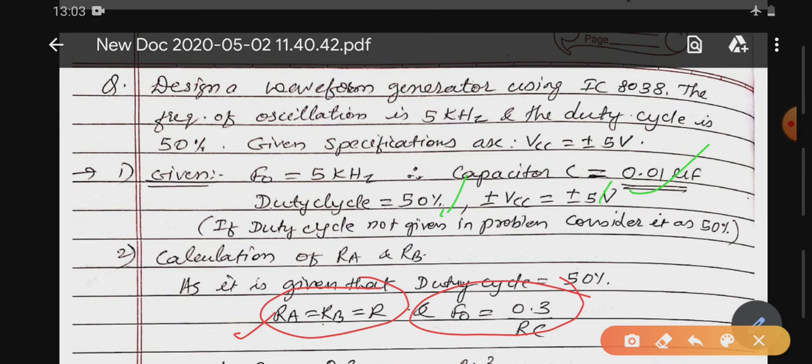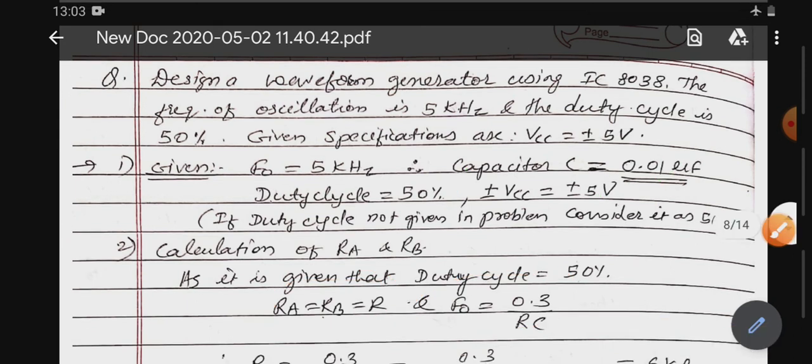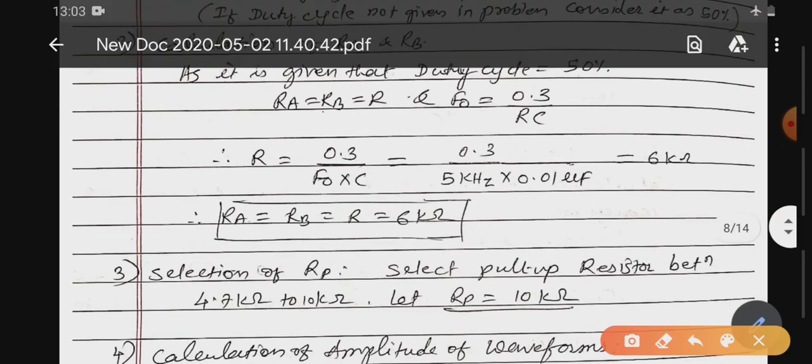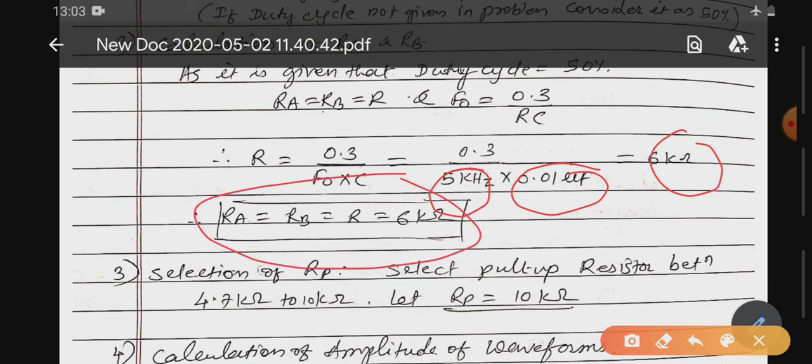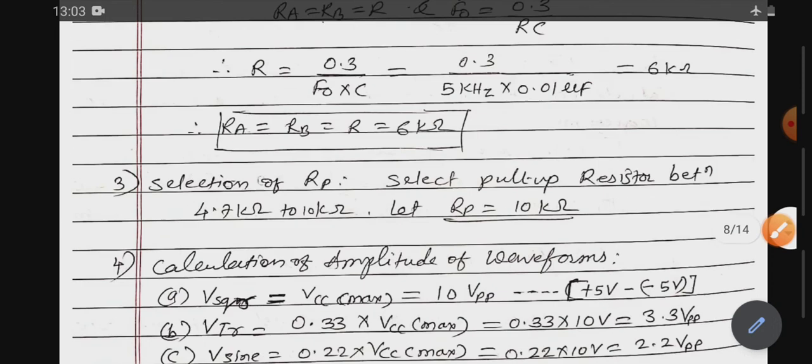equation is Fo is equal to 0.3 divided by Rc. So keeping the values of output frequency and capacitor C which we have assumed, you will get R is equal to 6 kilo ohm. So Ra and Rb is equal to a variable resistor of 6 kilo ohm. Selection of Rp from 4.7 to 10 kilo ohm. So you select any value, we will select 10 kilo ohm.